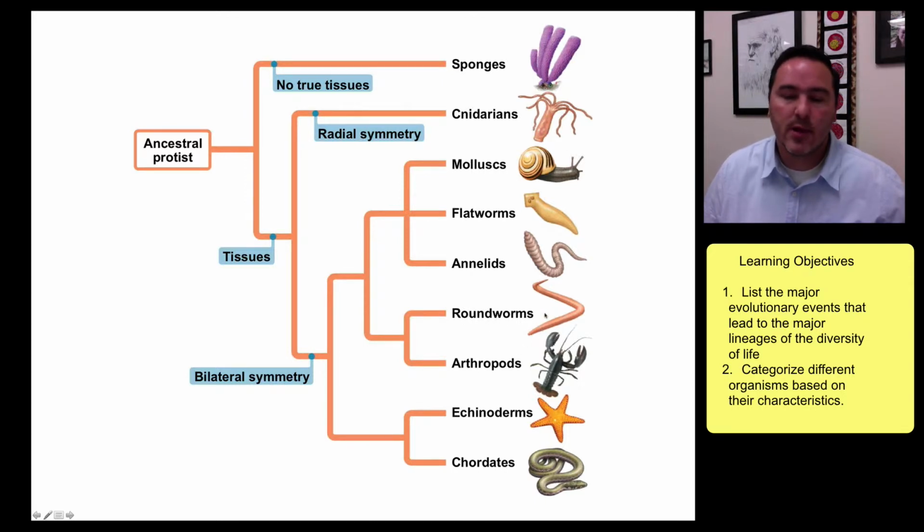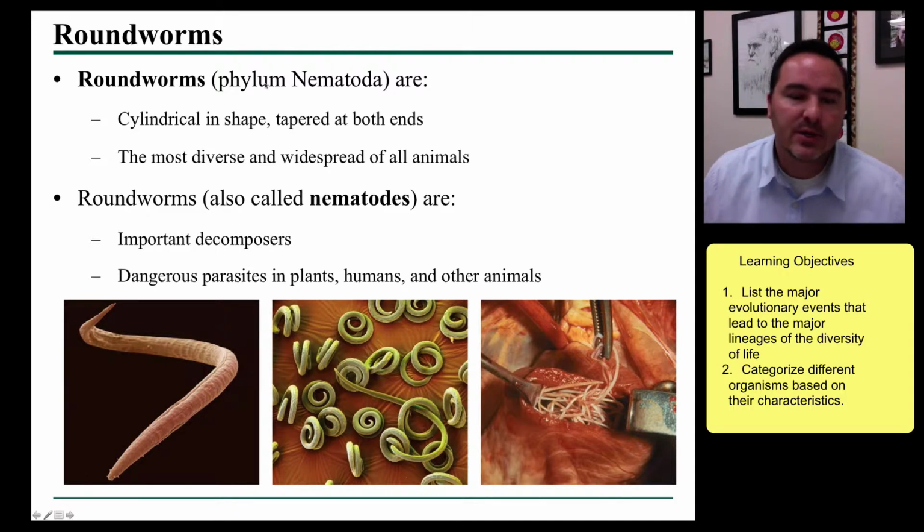We'll first just look real quickly at the roundworms. Roundworms belong to the phylum Nematoda. They're very simple organisms, cylindrical in shape, tapered at both ends, and they basically have a mouth and an anus, and that's the end. They are important for decomposing, so they're found very plentiful just in the ground, but they're also dangerous parasites for plants, humans, and lots of other animals. A few kind of gross pictures here. Here's an intestine that's full of a bunch of roundworms.